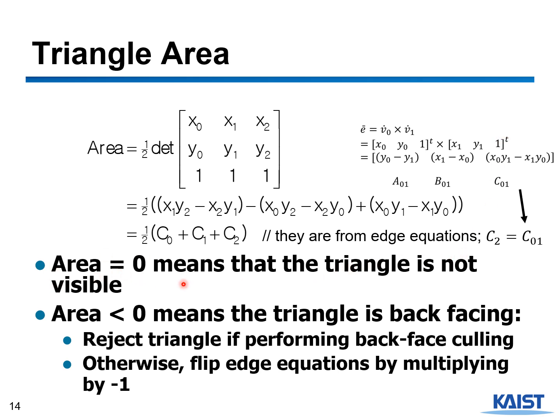And if the area is 0, it means that the triangle is not visible. In the negative area case, this triangle is back-facing. In that case, we know that it is back-facing, so we can reject this triangle, not drawing it, if we want to use back-face culling. Otherwise, if we want to rasterize this one, we flip these edge equations by multiplying by -1, then we can make it front-facing, and then we can rasterize this one.